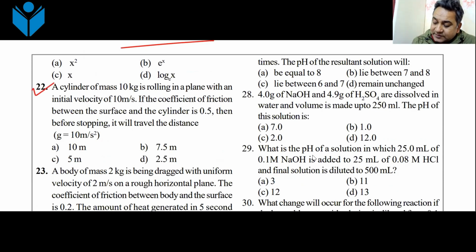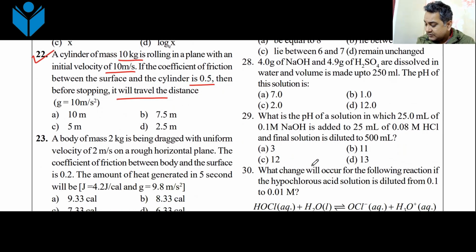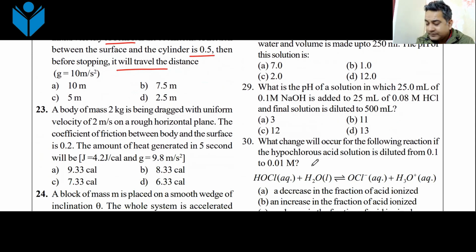Then the next one was a simple question. Mass is given, initial velocity is given, frictional coefficient is given. After how much time will it stop? Straight away question. You could have easily done it. Which question had given you trouble? Any question that you wanted to discuss?